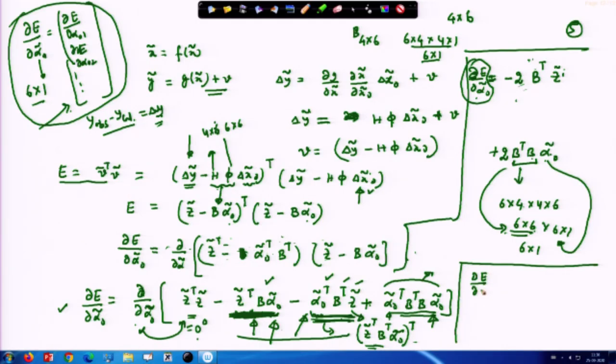So, dou E by dou alpha 0 equal to 0. This becomes minus B transpose, the 2 can be eliminated, z tilde, this plus B transpose B times alpha tilde 0. And once we solve it for alpha tilde 0, this will give us B transpose B inverse times B times z tilde.